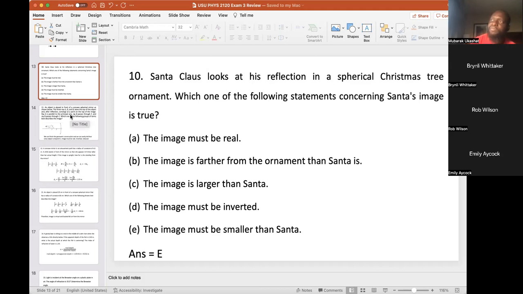And if you look at, I think one of my recitations, I was able to describe to you guys the different images formed in different positions in a spherical mirror. So that can help a lot to understand this concept of image formation.